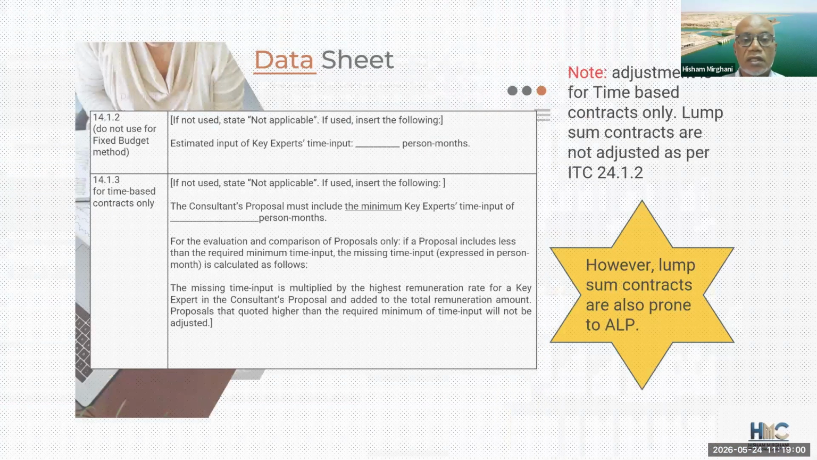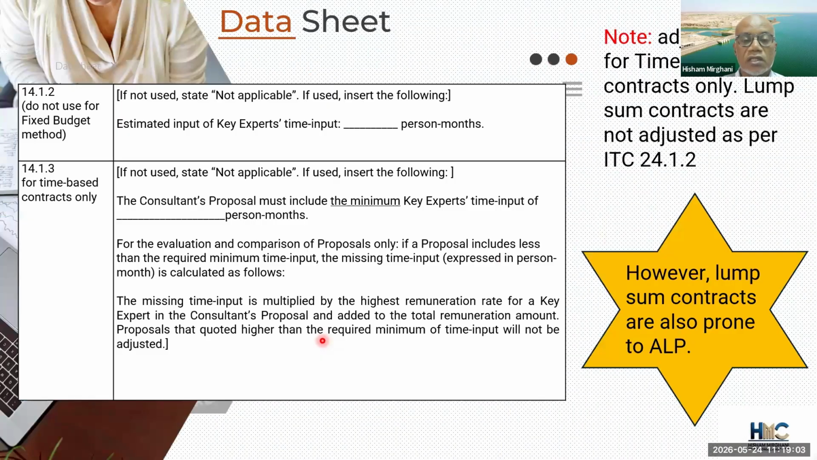And in the standard RFP that is adopted by the MDBs, this aspect of abnormally low proposals is dealt with by a financial adjustment to the financial offers. And here the employer really needs to have the capacity to be able to estimate the key experts' time input. And this needs to be inserted in the data sheet, as you can see here, based on a detailed analysis of the services and the expected time input.